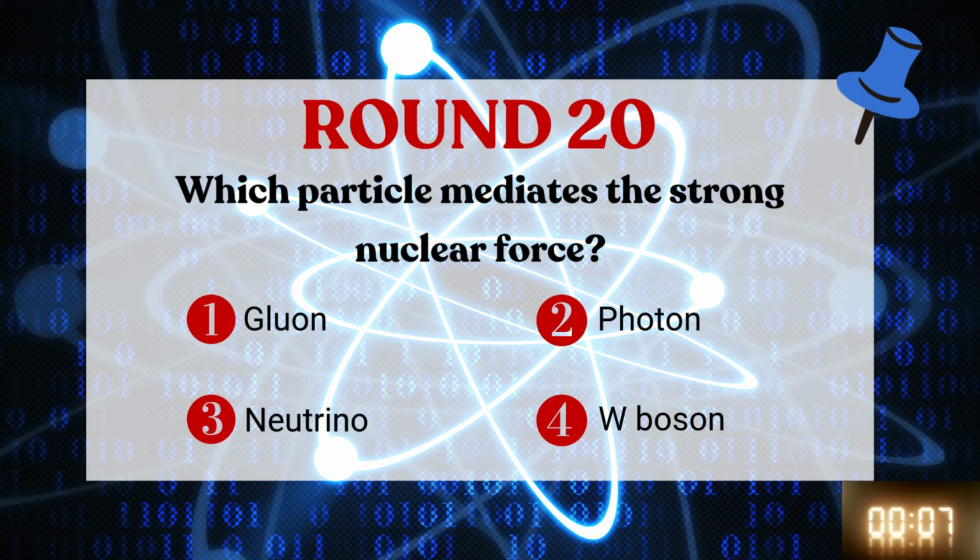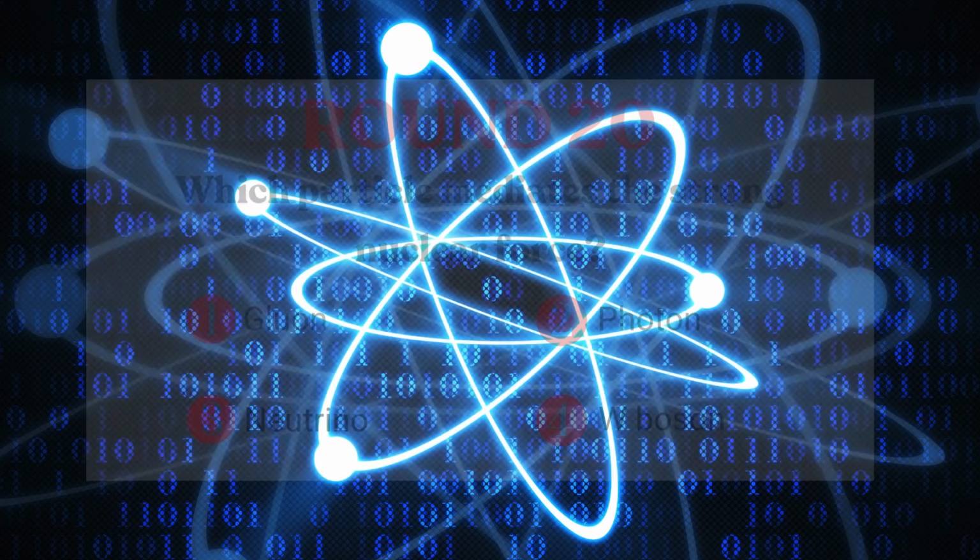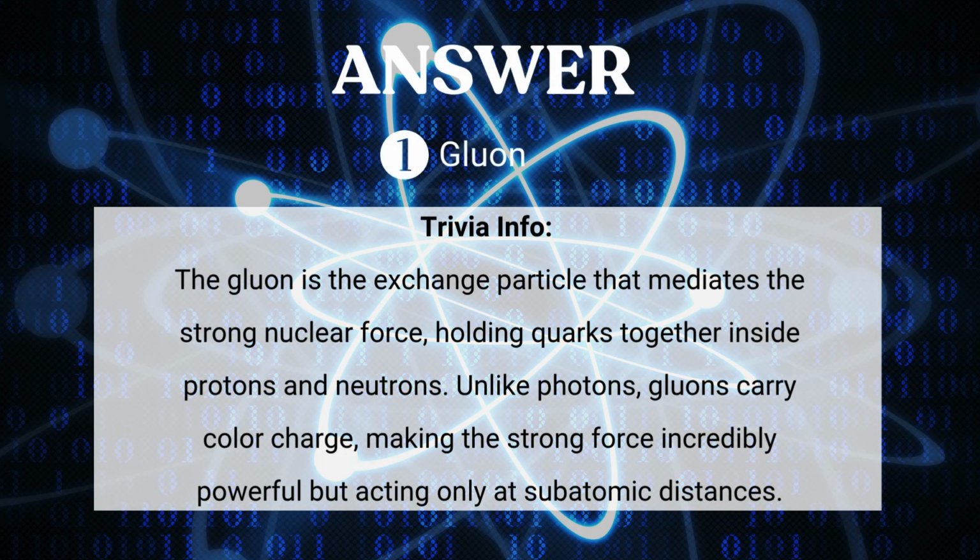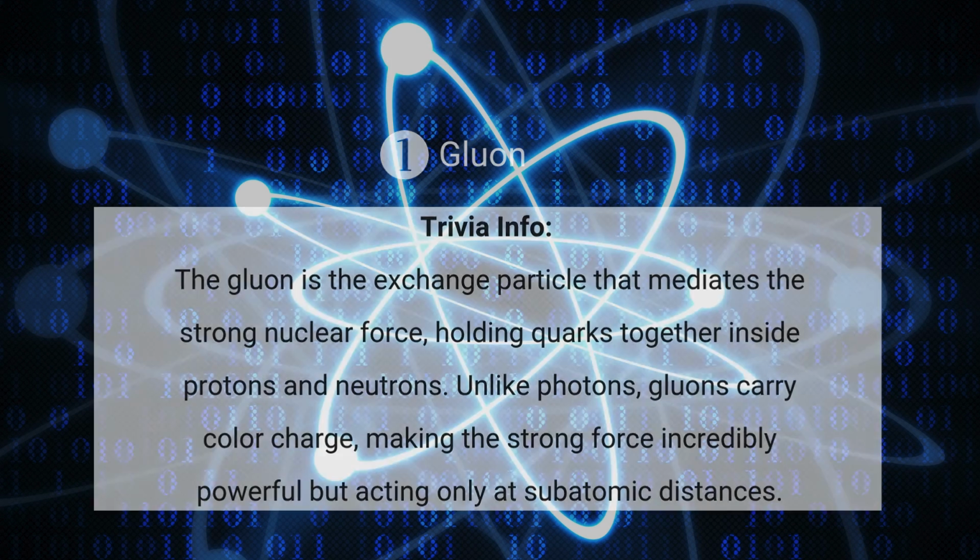Which particle mediates the strong nuclear force? Answer 1. Gluon. The gluon is the exchange particle that mediates the strong nuclear force, holding quarks together inside protons and neutrons. Unlike photons, gluons carry color charge, making the strong force incredibly powerful but acting only at subatomic distances.